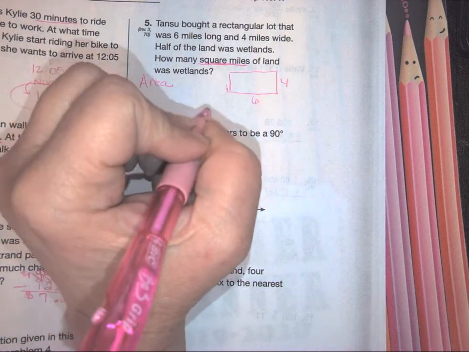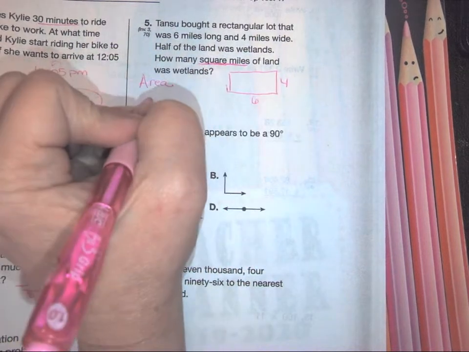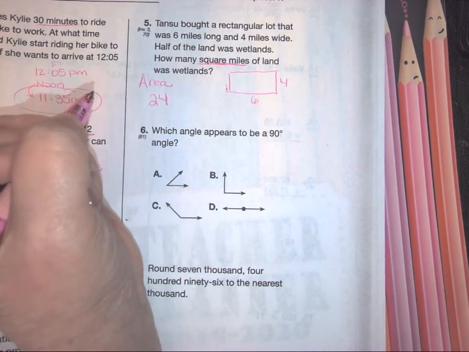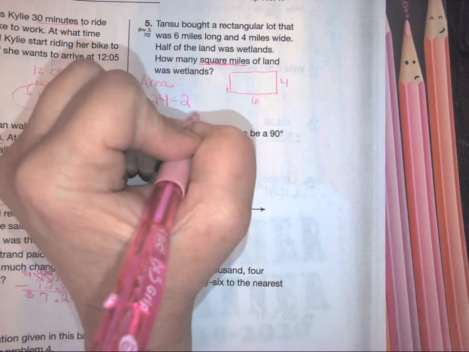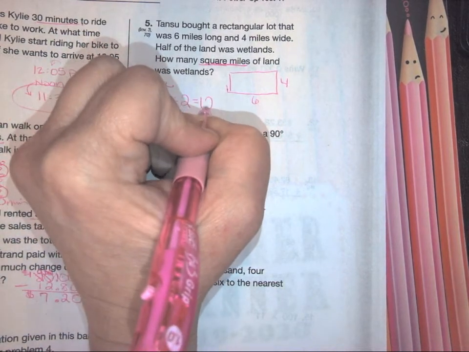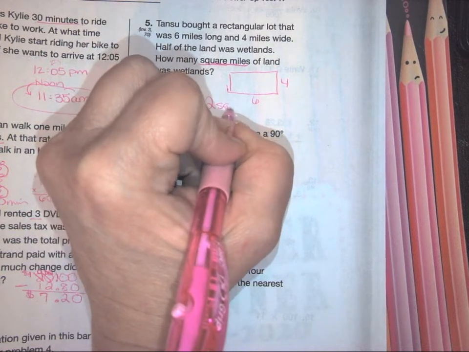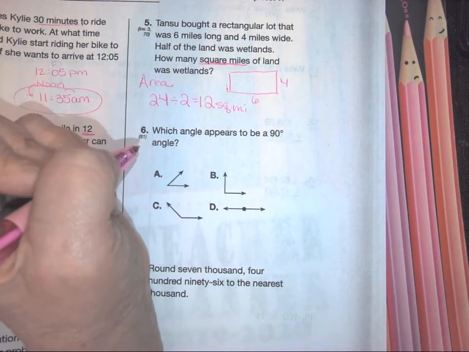Okay, so I'm going to first find the area. 6 times 4 is 24. So I have 24, but half of that, so I've got to cut it in half or divide it by 2. And that's going to equal 12. So 12 square miles were wetlands.